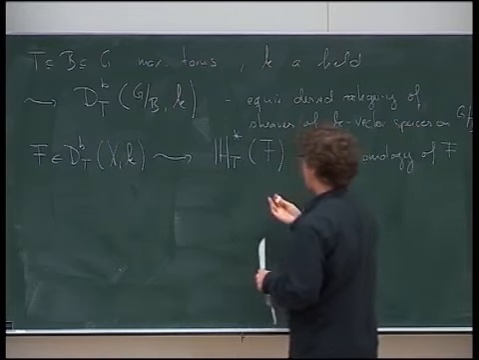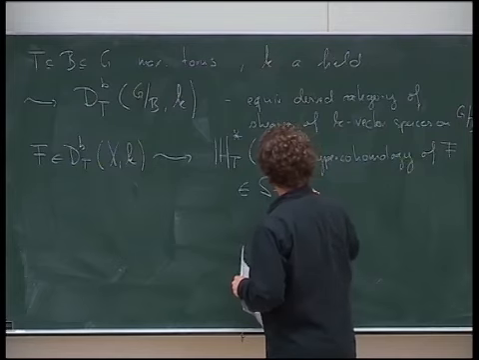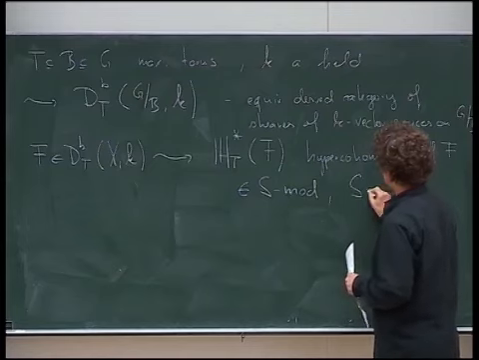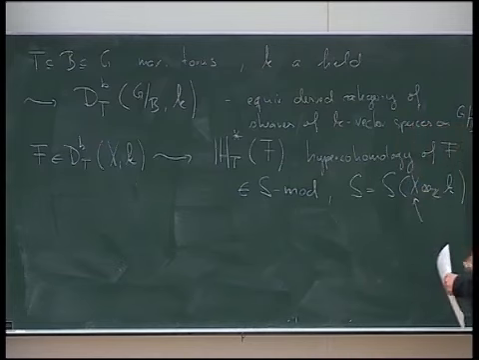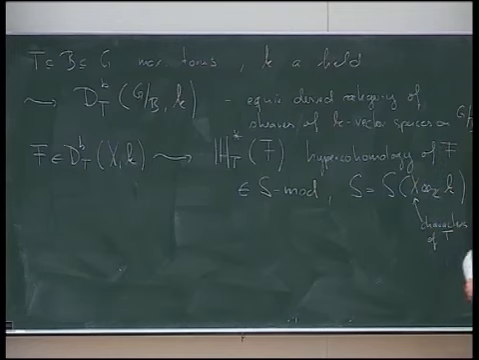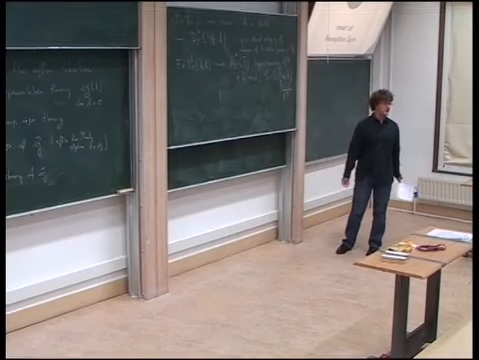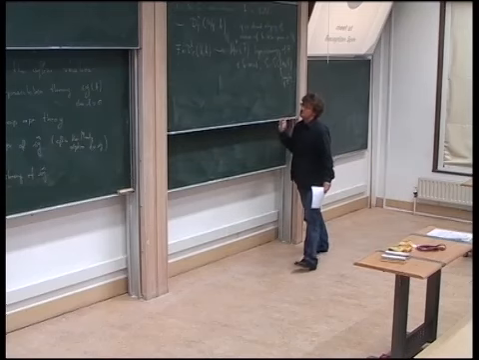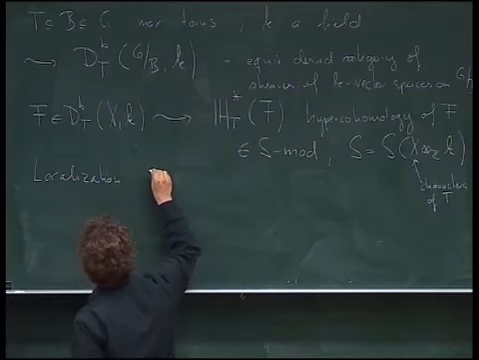It has various structures, but for now, for us, it's just a module over a symmetric algebra. So S is the symmetric algebra of the K vector space associated to the lattice X, where X is the character lattice of T. This symmetric algebra will act on the hypercohomology of F. And one of the problems is to calculate, for a given specific F, this hypercohomology. One approach, one method, is the localization method.